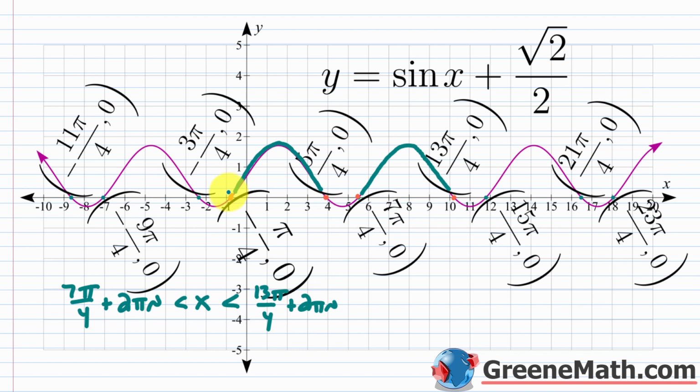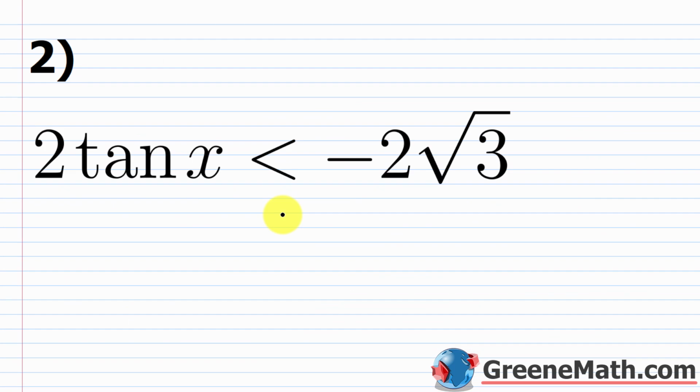Because again, if you take negative pi over 4 and you add 2 pi, you get to 7 pi over 4. If you add 2 pi, you get to 15 pi over 4, so on and so forth. If you take your 5 pi over 4 and you add 2 pi, you get to 13 pi over 4. If you add 2 pi again, you get to 21 pi over 4, so on and so forth. All right, let's move on and look at problem 2.